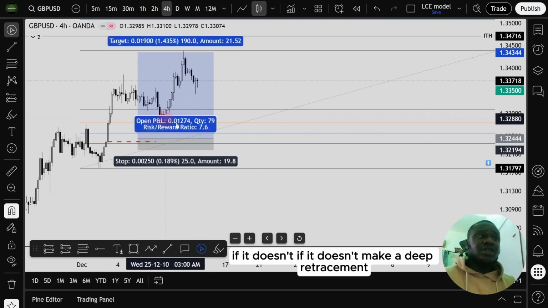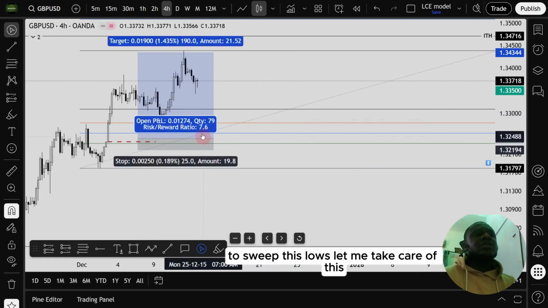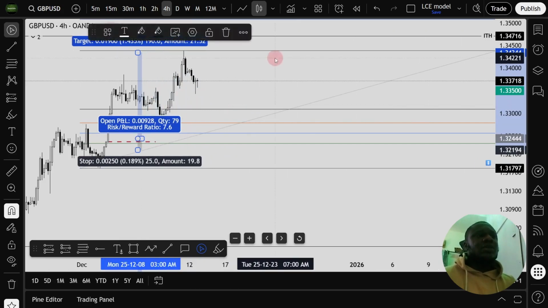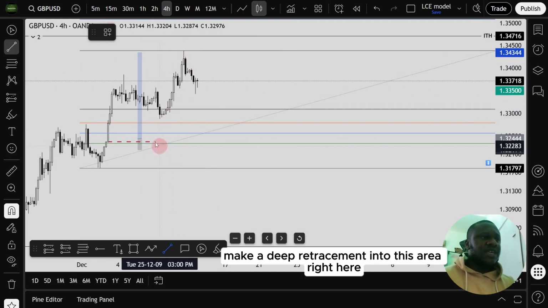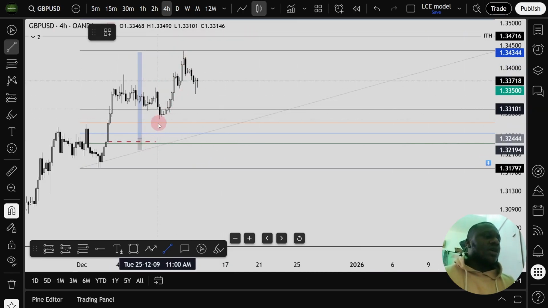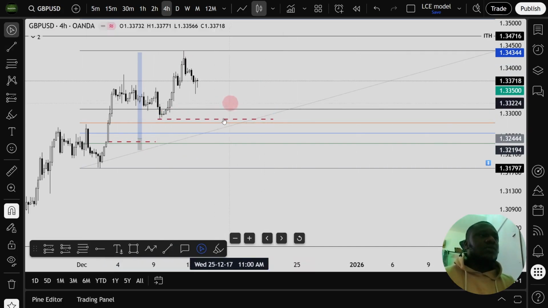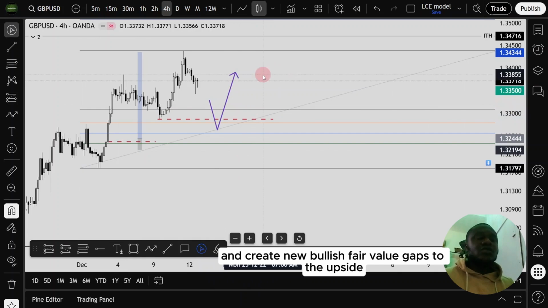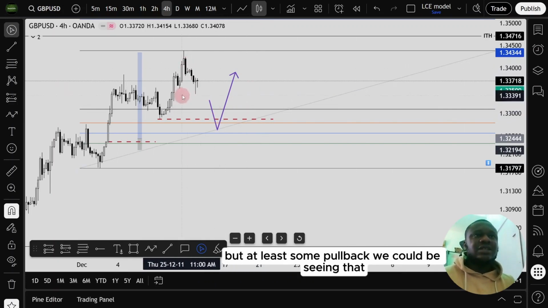If it doesn't make a deep retracement and it comes back down anyway to sweep these lows, let me take care of this so it doesn't hinder what I'm showing. So if price doesn't make a deep retracement into this area right here, I'll be looking for price to sweep these lows and create new bullish fair value gaps to the upside on the 4-hour time frame precisely before I'll be looking to engage on GBPUSD. I'm bullish on GBPUSD, but I want at least some pullback.